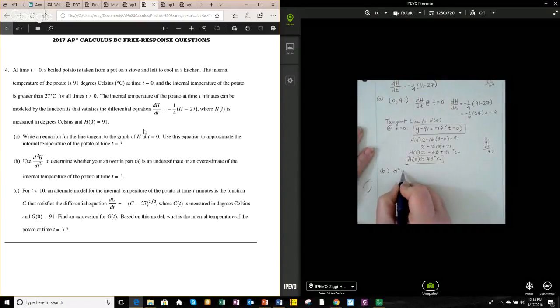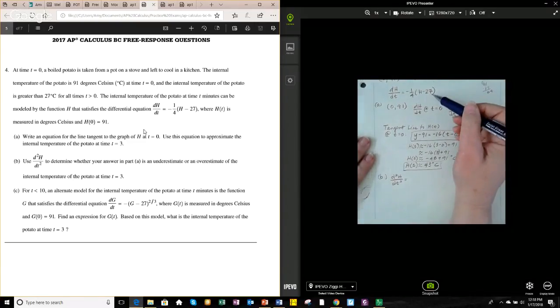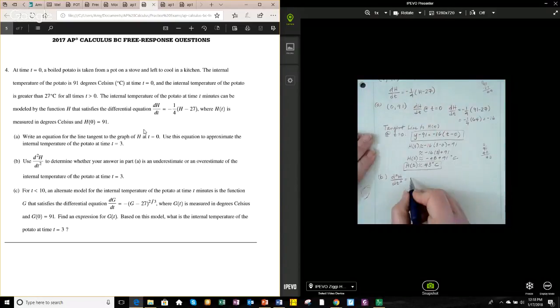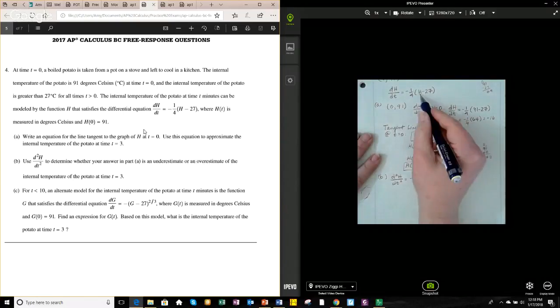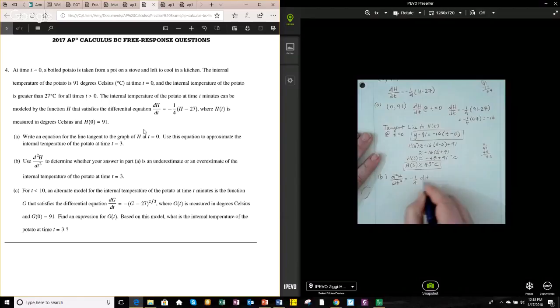So I need to take the second derivative of h with respect to t. So in order to do that, I have to take the derivative of this implicitly up here, because this is not a function of t, it's a function of h, which is like the y up here. So taking the derivative, I'm going to say negative 1/4 times the derivative of this, which is just dh/dt.